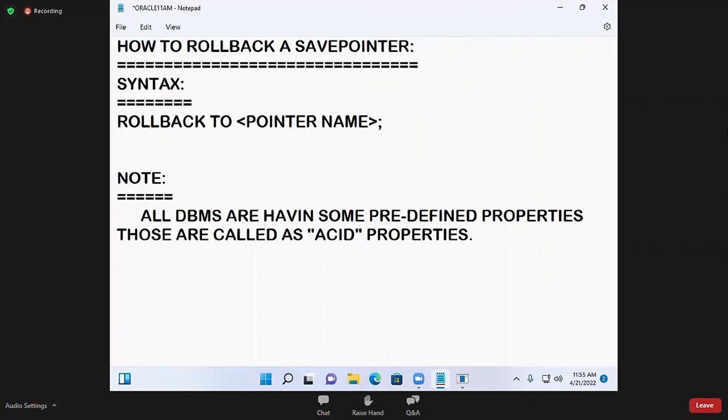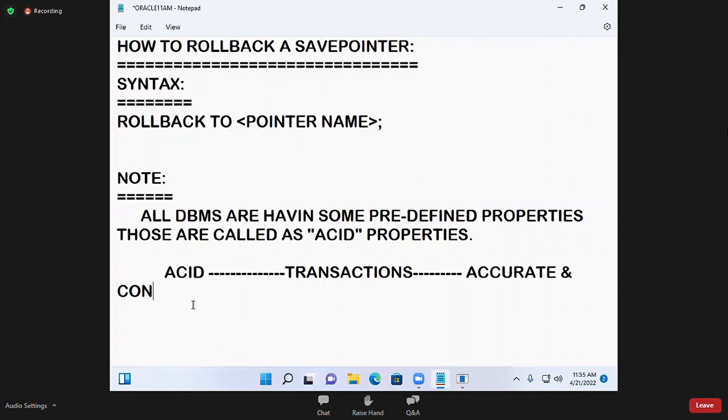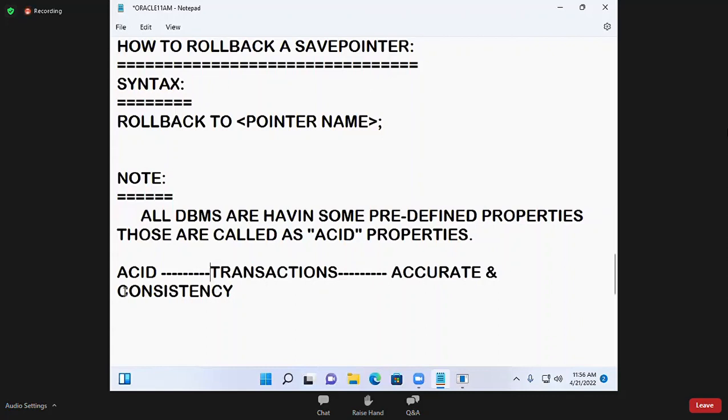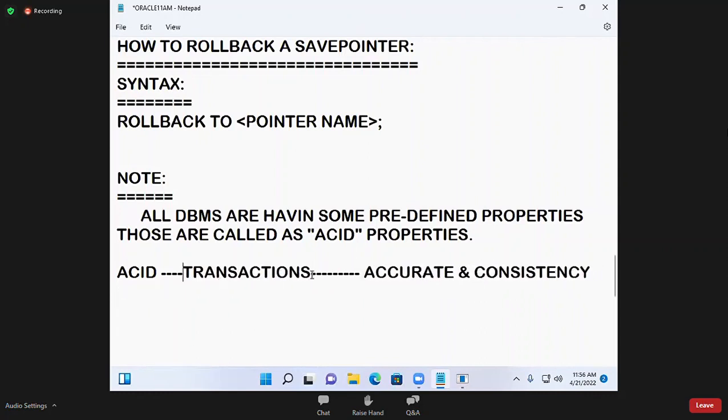ACID properties. With the help of ACID properties, your transactions are what now? What I said? Accurate and consistent. Why are all the transactions which you perform online accurate and consistent? The reason is that internally every database management system supports ACID properties, and these are predefined properties. We don't want to do anything, they are already inbuilt in your database, and these inbuilt properties automatically manage your transactions.